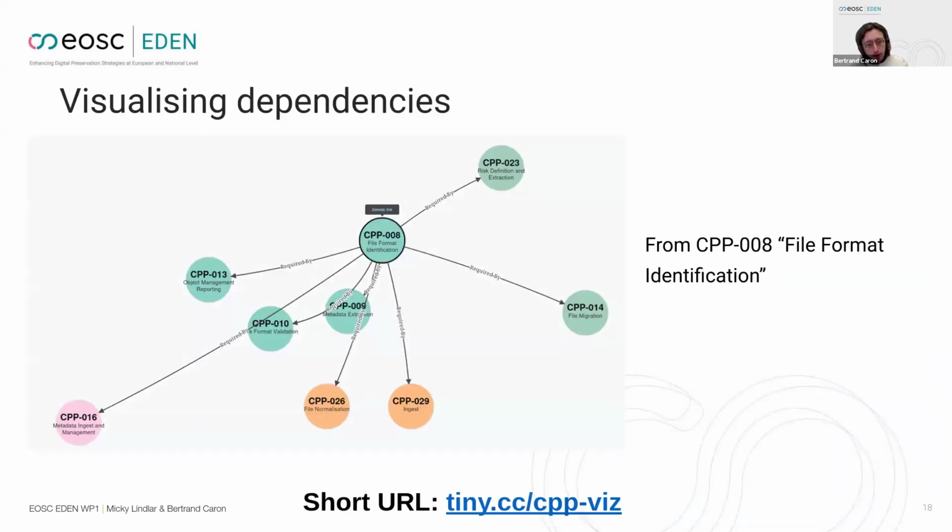What the visualization tool also allows you to do is to filter out processes and relationships to be able to easily visualize some types of relationships to other processes. So, for example, this screenshot shows the CPPs that are requiring file format identification to be successful.